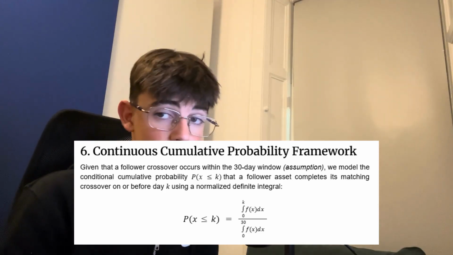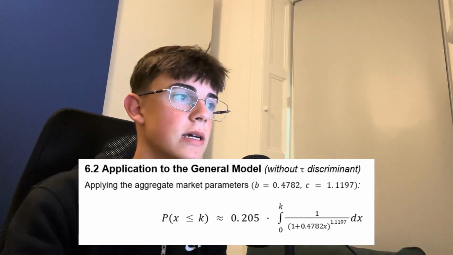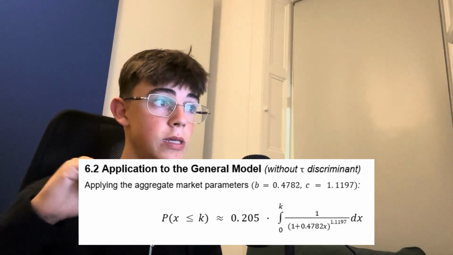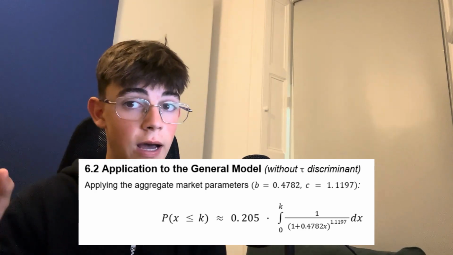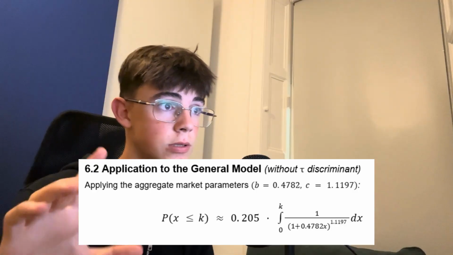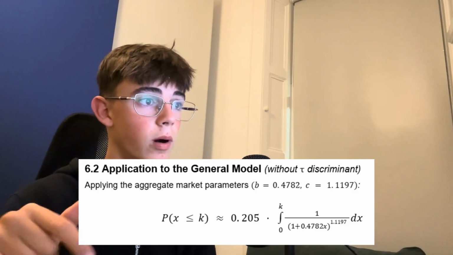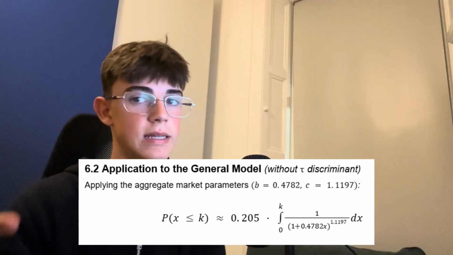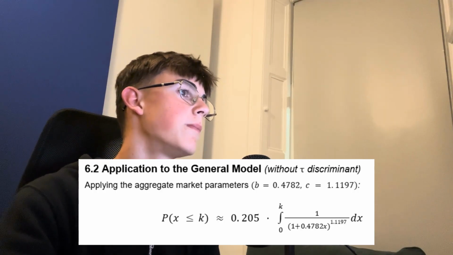And we can clean this up a bit. In fact, since the bottom denominator is a constant, we can model it as assuming tau occurs, p of x less than or equal to k is equal to 0.205, that's the reciprocal of the integral from 0 to 30, times the integral from 0 to k of 1 over 1 plus 0.4782x to the 1.1197 dx. And we can find the antiderivative.